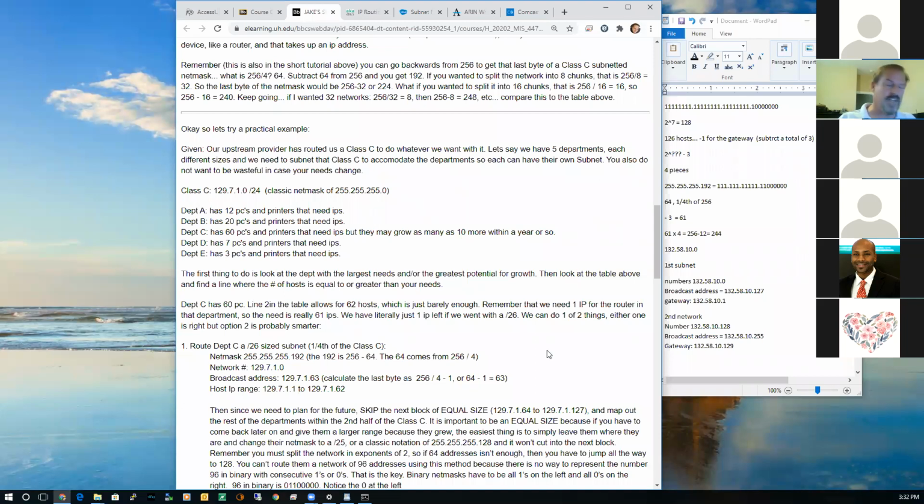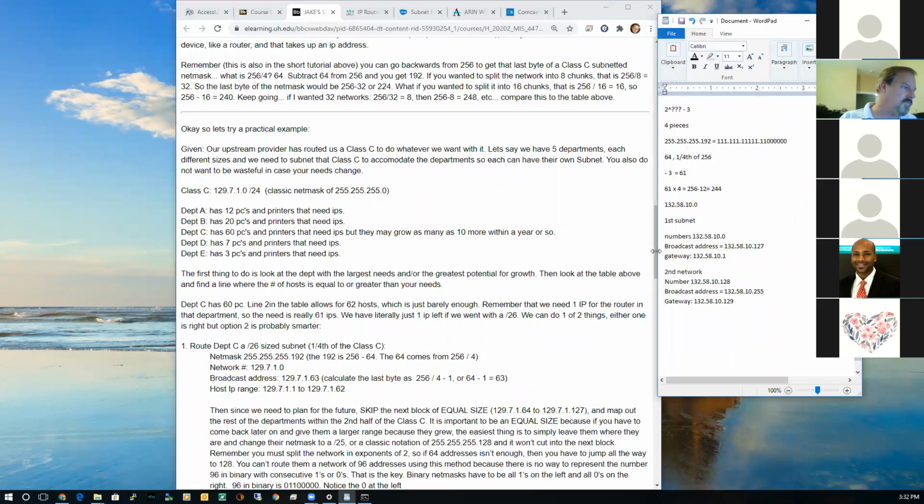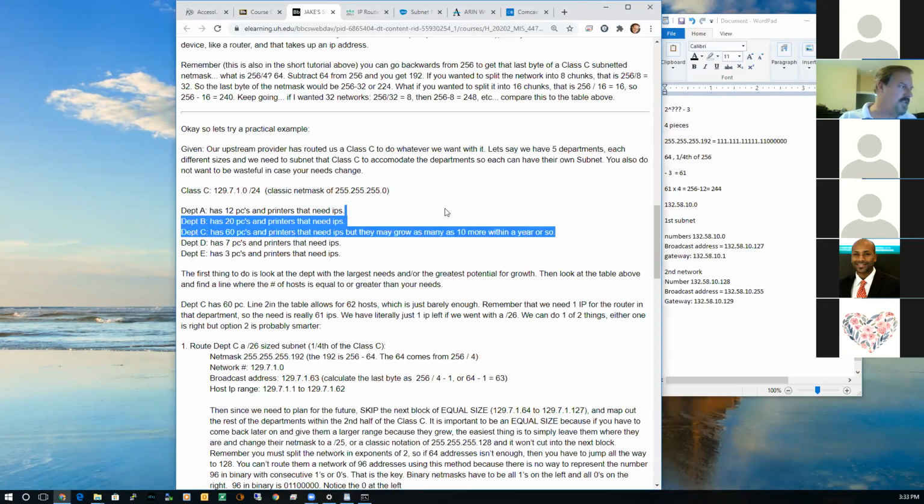Okay, so here's how you do this. And again, you can follow through the tutorial, but I'll just mention a few things in the beginning here. First of all, go through each department and take a look at their needs, and always start with the largest department first. These guys, they've indicated they need 60 IP addresses and might need to grow to as many as 10 within a year. So that tells you I better allocate 70 IP addresses. And this is the biggest entity. They have the greatest needs, so let's deal with them first. That's important because when you're allocating subnet sizes, if you're not careful, you end up wasting a lot of space.